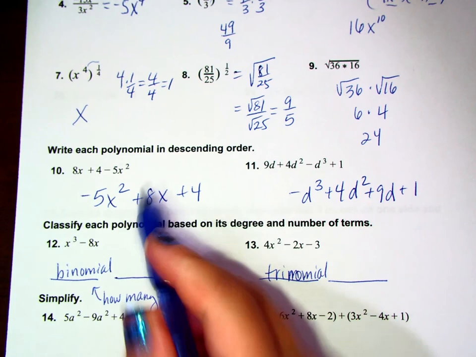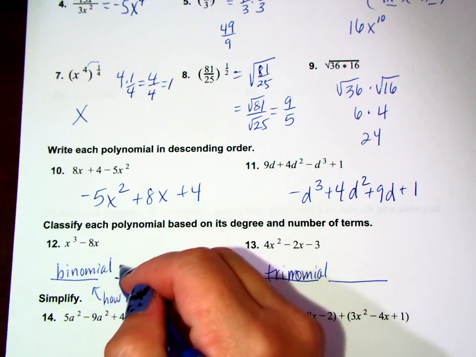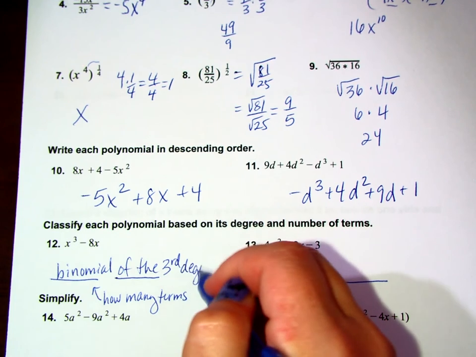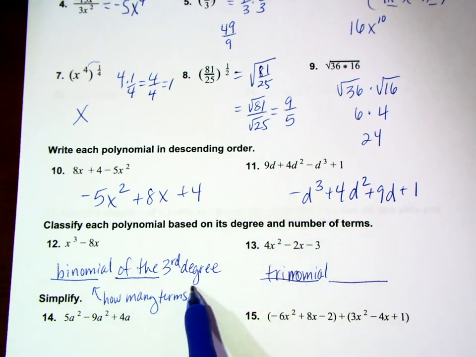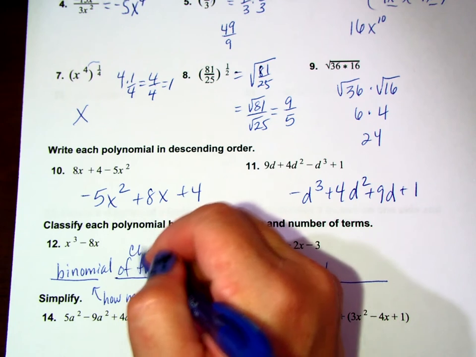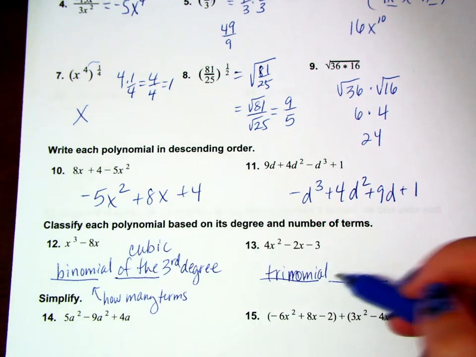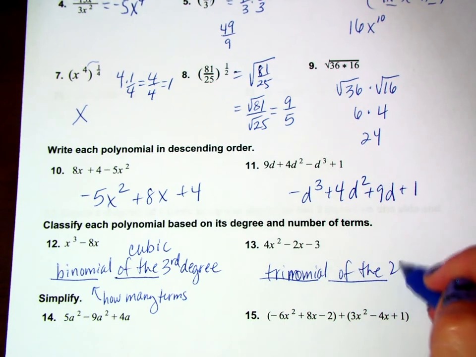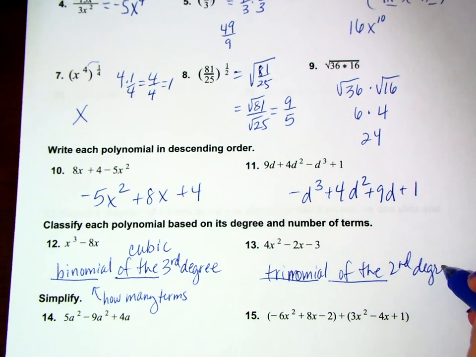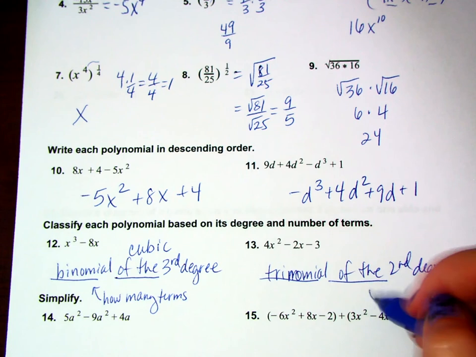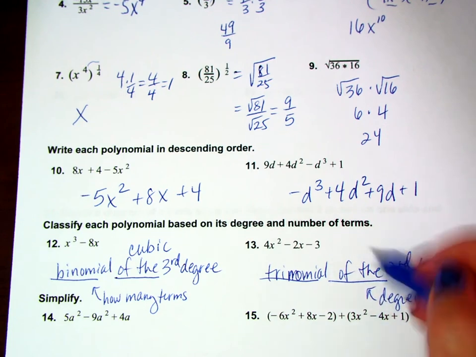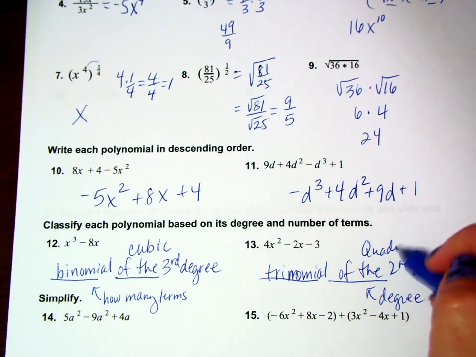And then what degree? You could say of the third degree, or it's also known as a cubic. Over here, this is a degree of 2. So the second item has to do with the degree. Another name for a second degree is a quadratic.